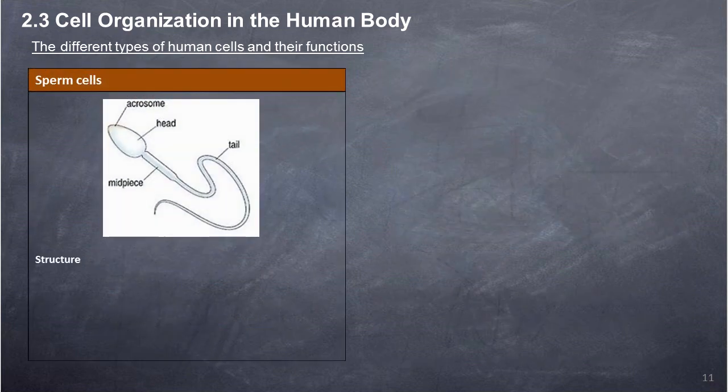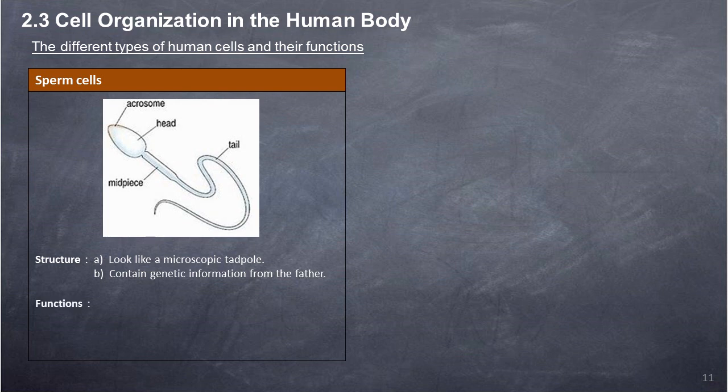Sperm cells. Structure. A. Look like a microscopic tadpole. B. Contain genetic information from the father. Functions. A. To fertilize an egg cell. B. Enabling information to be transferred from one generation to the next.